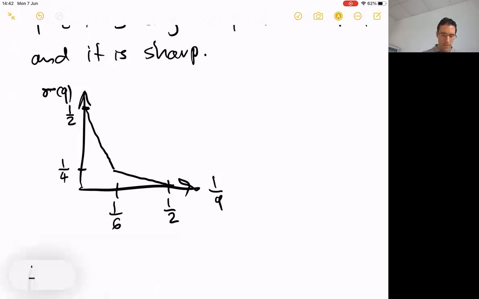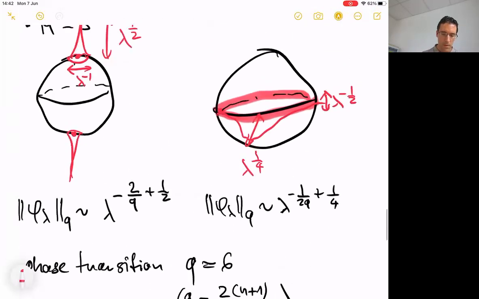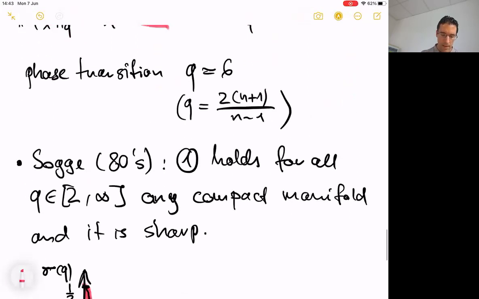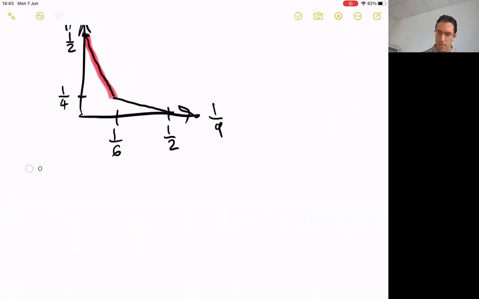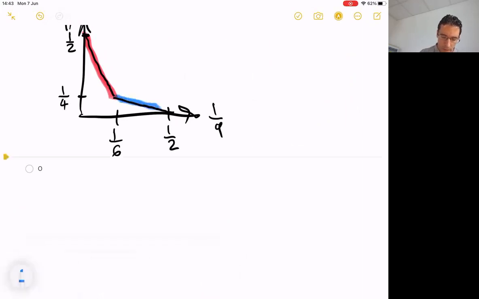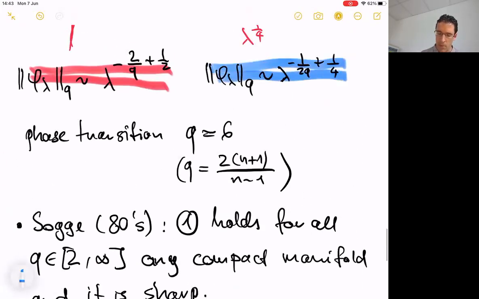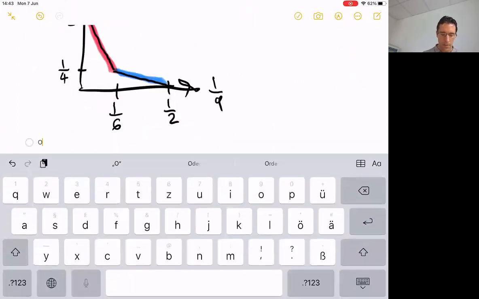So this part corresponds to the zonal function. Oops, okay, that was not intended. This part here corresponds to the highest weight spherical harmonic. And this picture is true on any manifold, not just on the sphere.